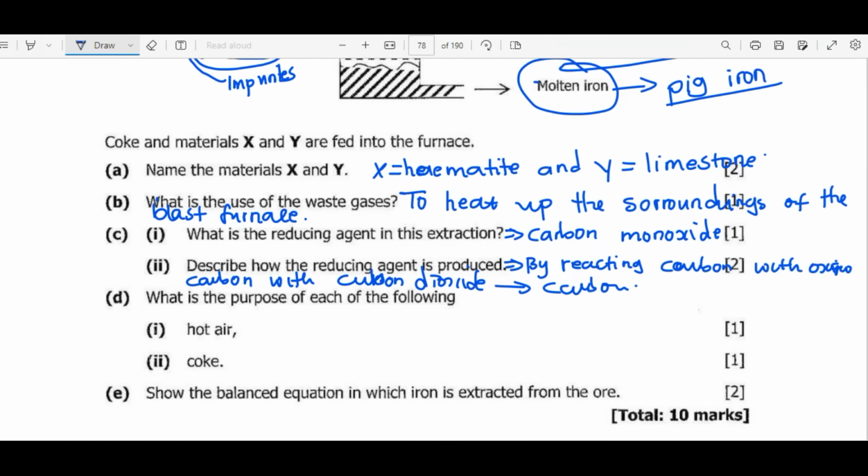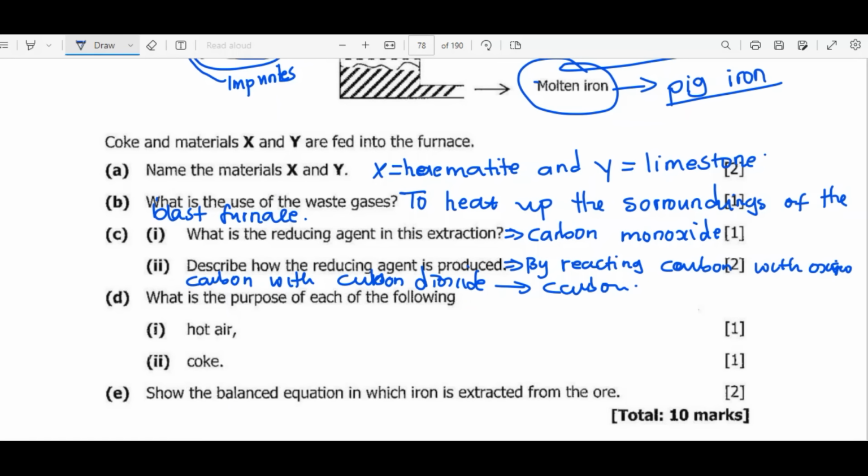So you can say, stage 1, describe how the reducing agent is produced: by reacting the carbon with oxygen to produce carbon dioxide. Then the second one, the carbon dioxide from stage 1 will be reacted with more carbon to produce the carbon monoxide, which is what we want here.